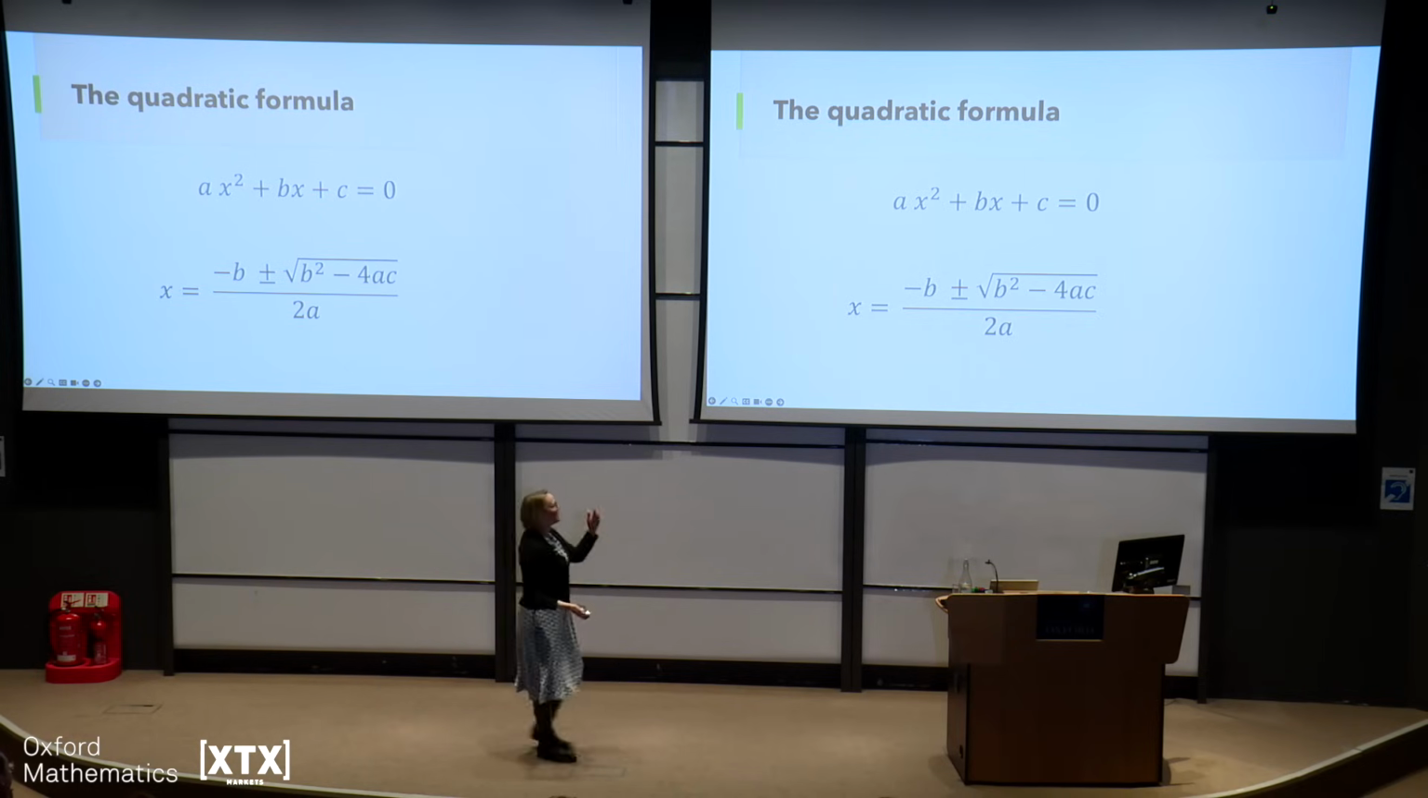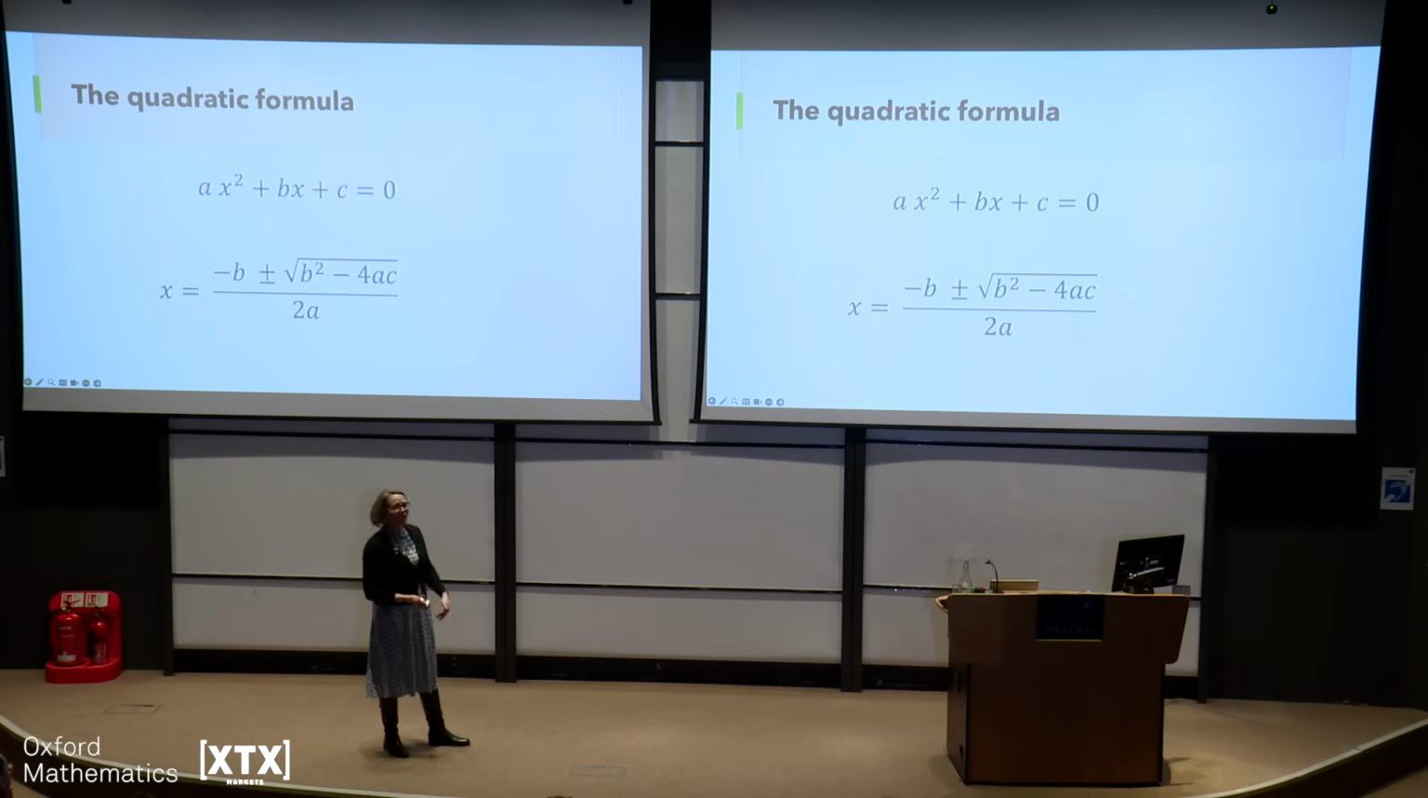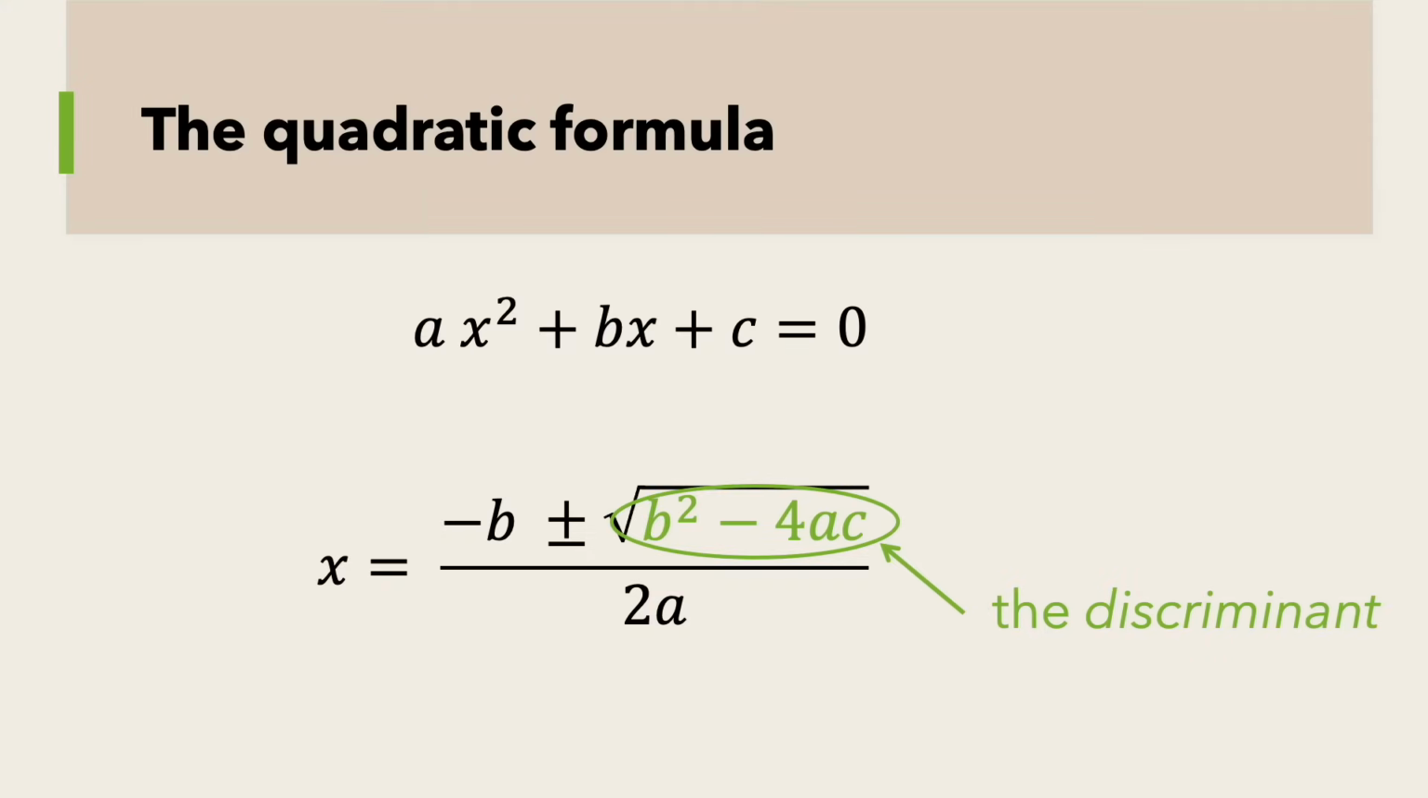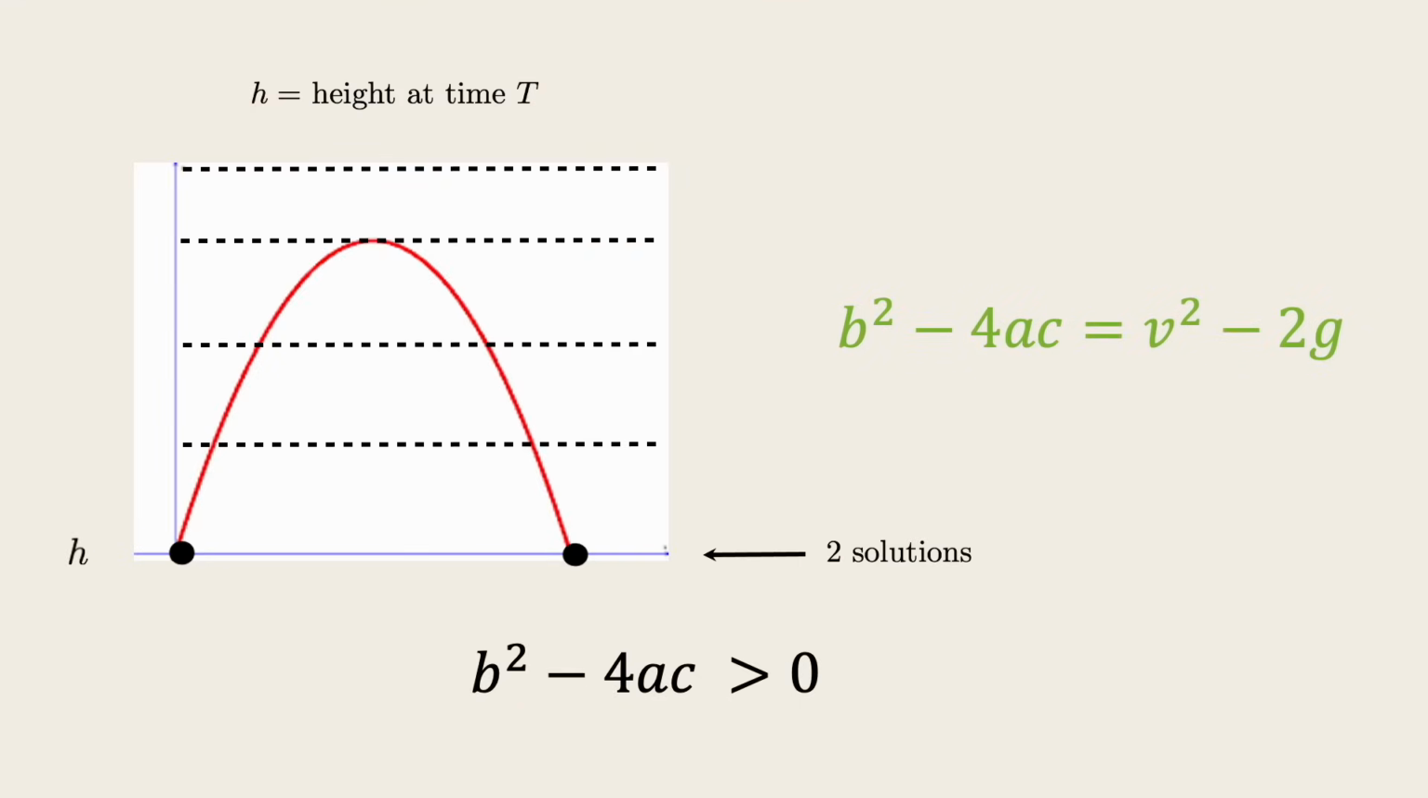Okay, so what's really going on here with this formula? In some sense, the most important part of this formula is the part that's under the square root sign. We often call this the discriminant, this b squared minus 4ac. And why is that important? Well, let's go back to our picture here. For the particular equation we need to solve, it turns out this is what the discriminant is. But we're not really interested in physics here, so I'm just mentioning that in case you were curious.